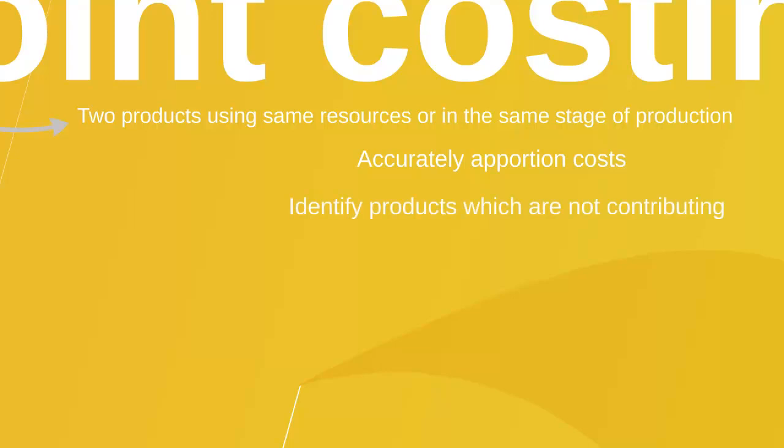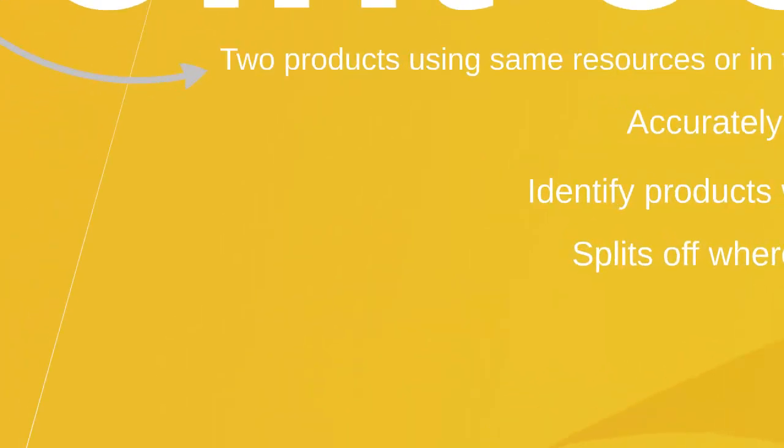So this allows us to identify which products are not contributing, and thus we can stop producing them. And the split off point is another thing we need to bear in mind when we talk about joint costing. This is where the joint production process ends.